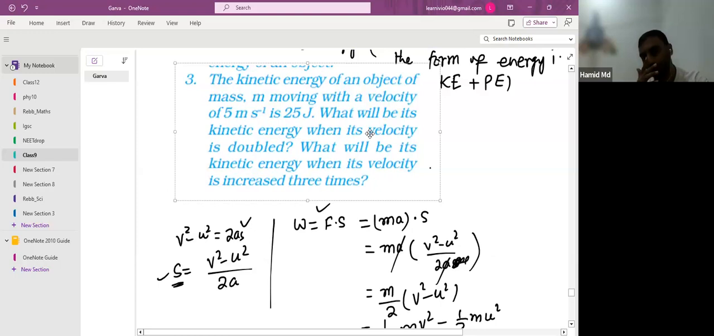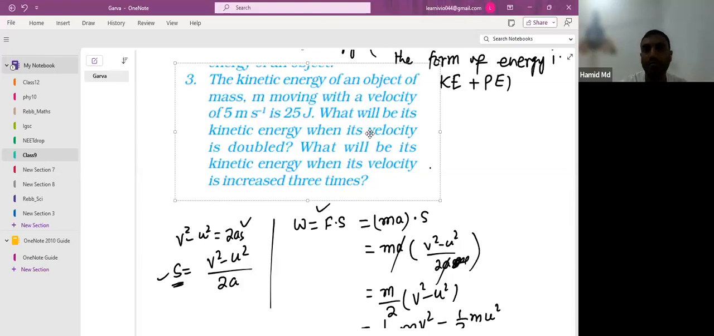The kinetic energy of an object of mass m moving with a velocity of 5 meters per second is 25 joule. What will be its kinetic energy when its velocity is doubled? What will be its kinetic energy when its velocity is increased 3 times? So we all know the kinetic energy. Here the velocity is being changed: it is doubled, and then it is tripled. In both cases, you have to calculate the kinetic energy.